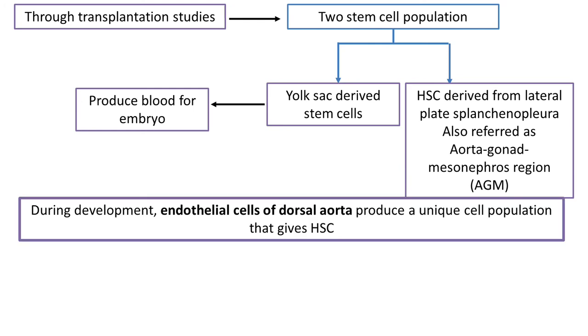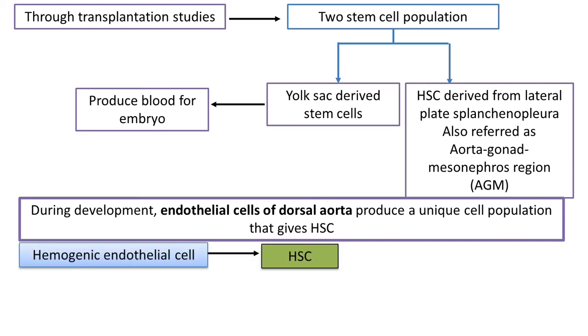And it is quite interesting to notice that some of the endothelial cells, in the sense we are mainly speaking of the blood vessel cells, right? The endothelial cells of the dorsal aorta also produce a unique cell population, and this unique cell population gives rise to the hematopoietic stem cell. And with the advanced invasive techniques into the embryo, we have actually identified this unique cell population. This unique cell is termed the hemogenic endothelial cells, which give rise to the hematopoietic stem cells.